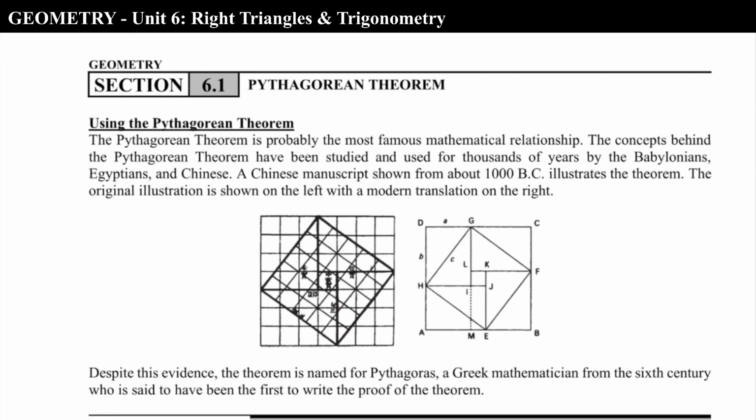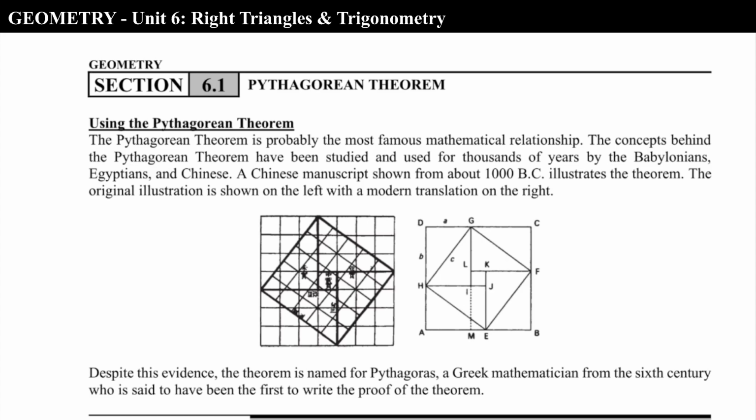So the Pythagorean Theorem may very well be one of the most famous theorems that is out there. A lot of people know of at least the name of the Pythagorean Theorem, and it all has to do with right triangles. The concepts behind the Pythagorean Theorem have been studied and used for thousands of years by the Babylonians, Egyptians, and Chinese. A Chinese manuscript from around 1000 BC actually illustrates this theorem. This is well before Pythagoras was ever around.